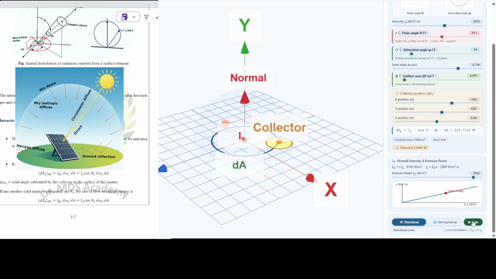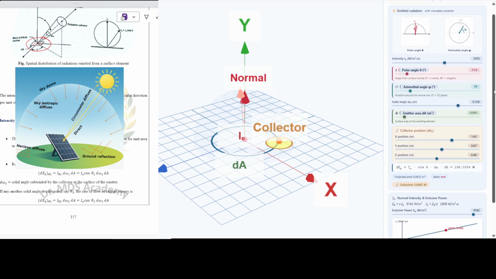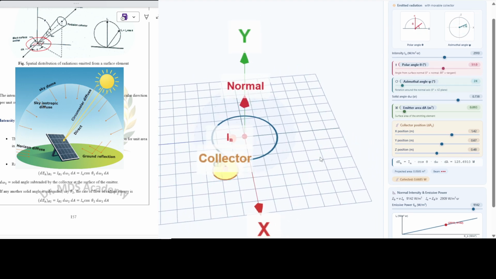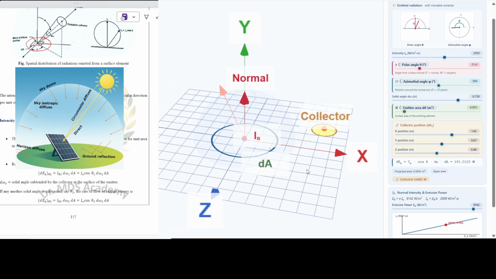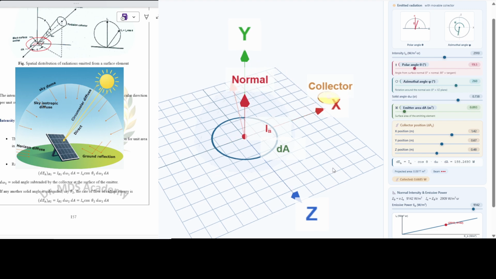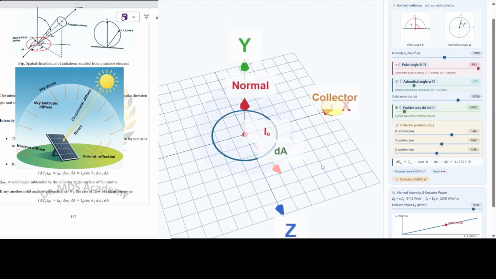Let's play in auto mode. This is being shown in 3D for easier and better understanding.